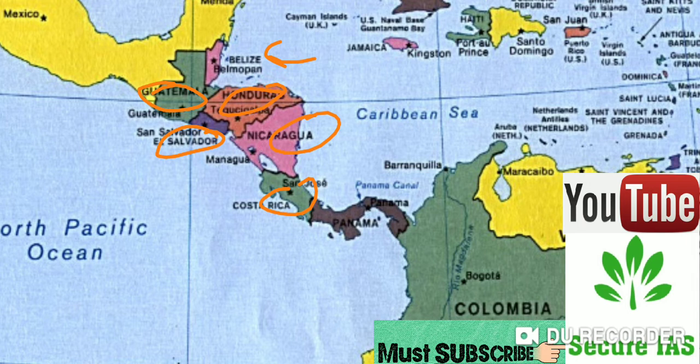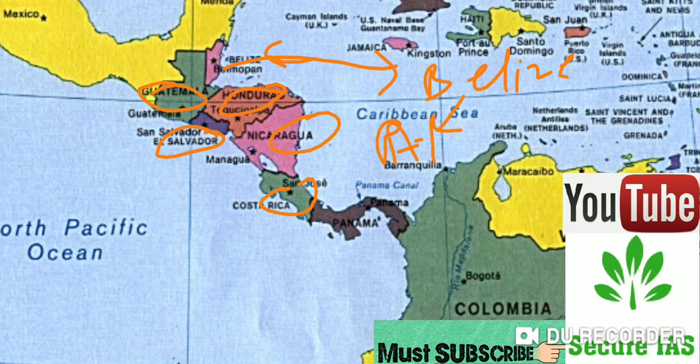Hope you got it. Now one more point you have to remember is that one country is sharing a border with only one ocean. That is Belize. Belize is sharing a border with which ocean? Atlantic Ocean. This side is the Atlantic Ocean. So Belize is sharing a border with the Atlantic Ocean. It is not sharing a border with the Pacific Ocean. The Pacific Ocean is here.